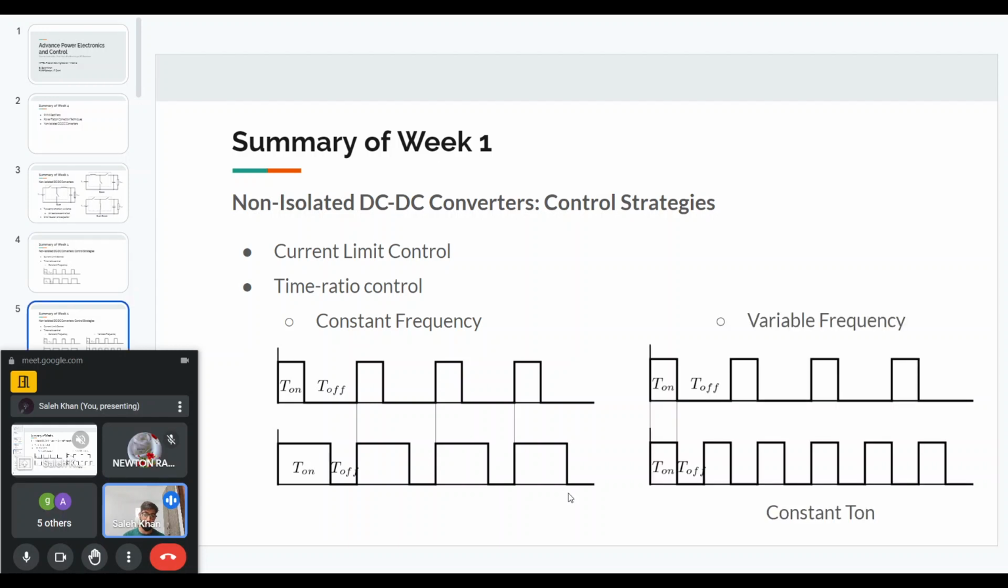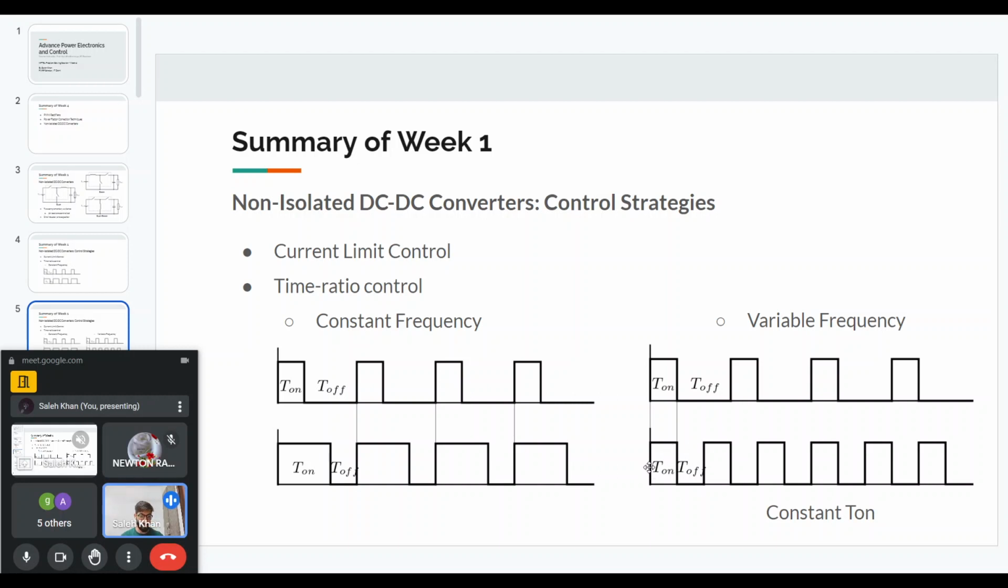For variable frequency control, one option is to have a constant T on time. For example, here on the top and bottom, you can see the T on time is constant. But since I want to control the voltage, if I want to increase the duty ratio and the T on time is constant, the only way I can do that is by reducing the T off time. And by doing that, I'm increasing the switching frequency as well.